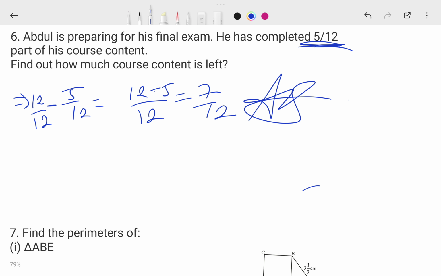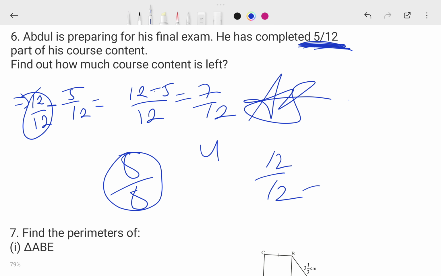Simple, because 5 by 12 is there, so the whole is 12 by 12 only. Suppose I have 8 chocolates, then it is 8 by 8. If I give 4 to you, then it becomes 4 by 8. When you subtract, how many are left? 4 are left, like that only. The whole is 12 by 12. How many were already taken? 5 by 12 is already taken. Then how many are left? 7 by 12 is left.